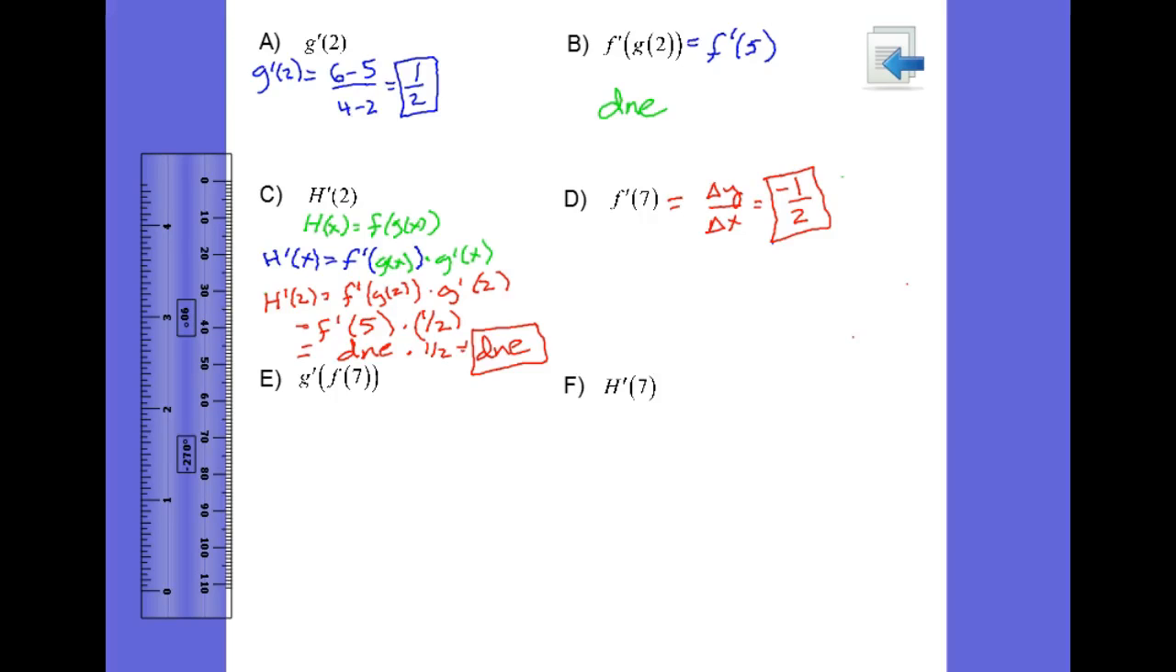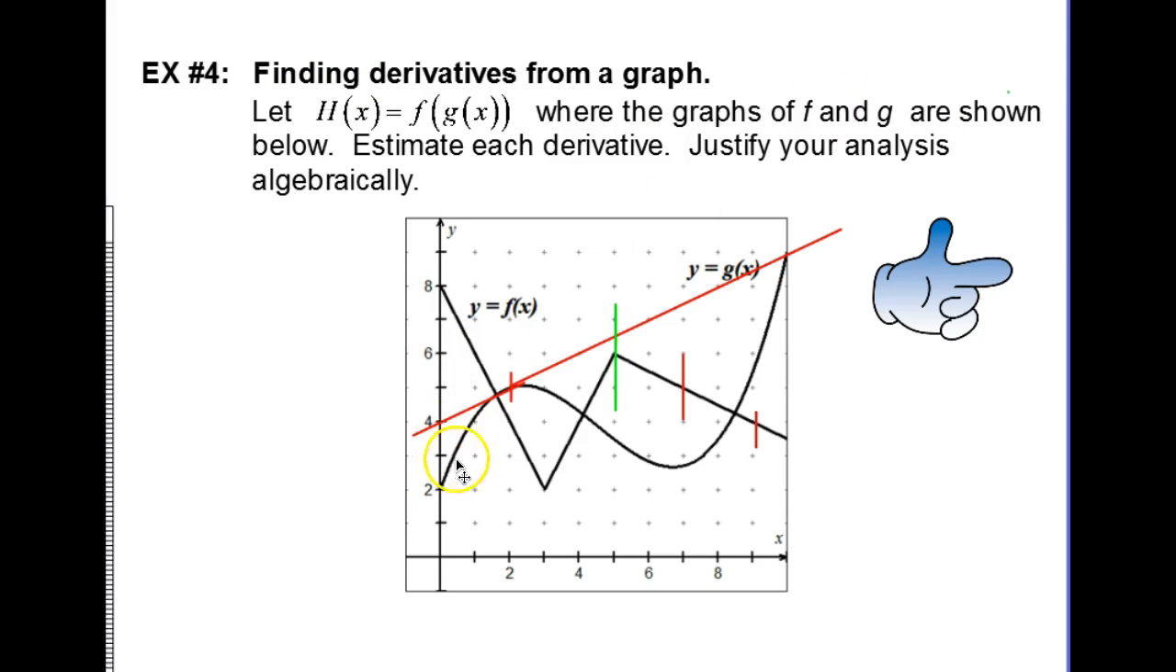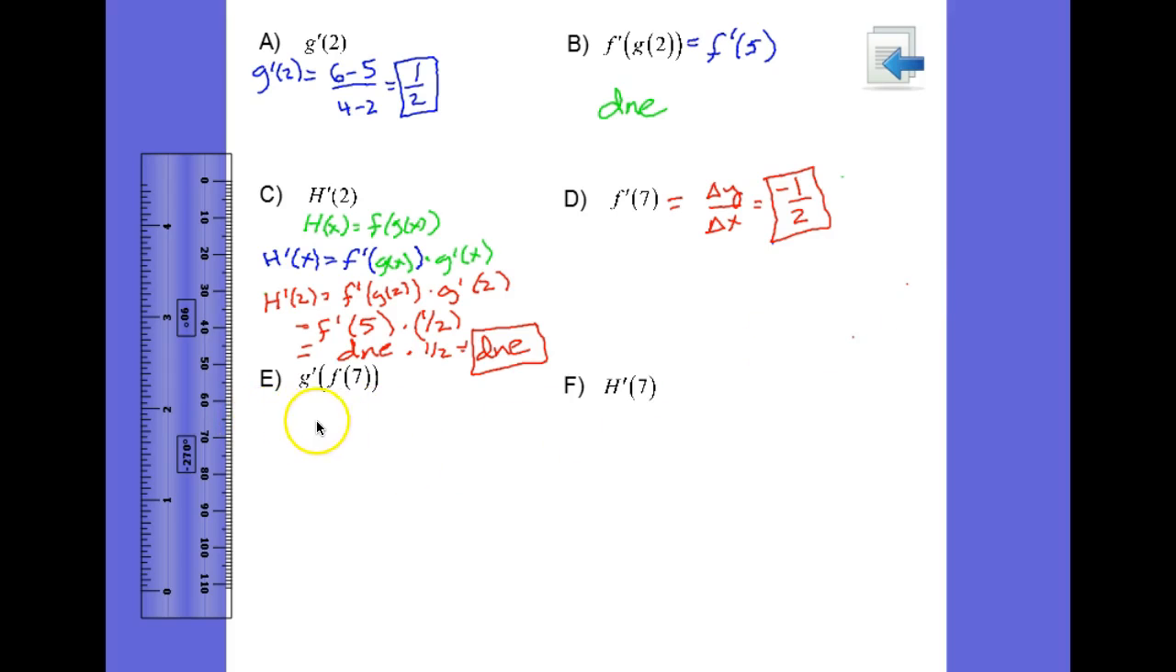In example 4, part E, they've asked us to find g prime of f of 7. So first, I guess we need to find out what f of 7 is. Let's go back to our graph. So f is my piecewise linear function, and so f of 7 would be 5. That was the point that we just used a moment ago. So 5 is going to be the value for f of 7.